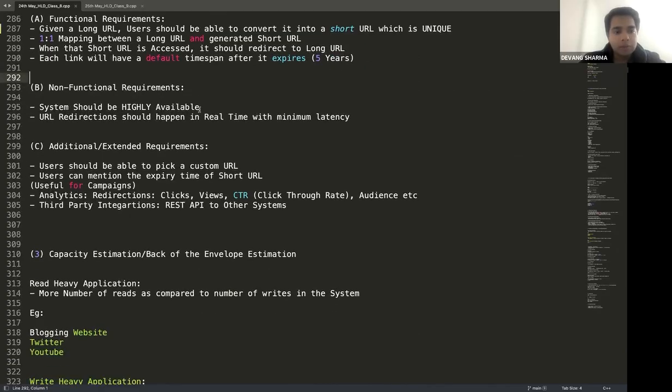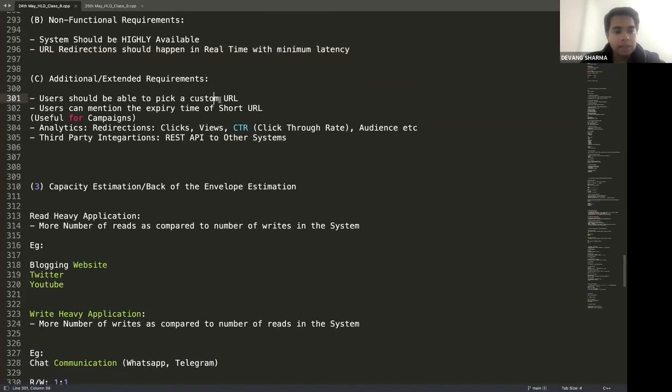Then we talked about non-functional requirements. My system should be extremely highly available. Why? If there is any downtime in the system, all the URL redirects from short to long will not happen, so the customer will not be able to go to the link that we have shared via TinyURL. Second, the redirection should happen in real time. Having minimum latency is very, very important to my system.